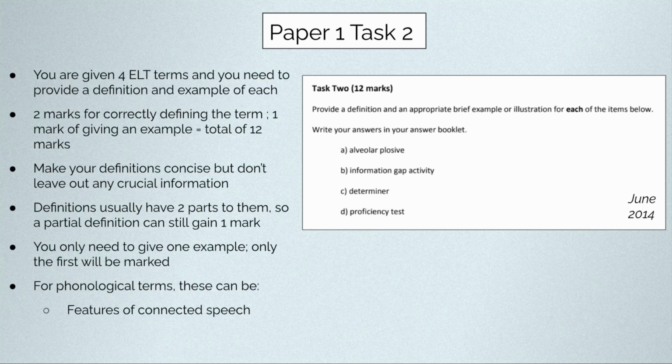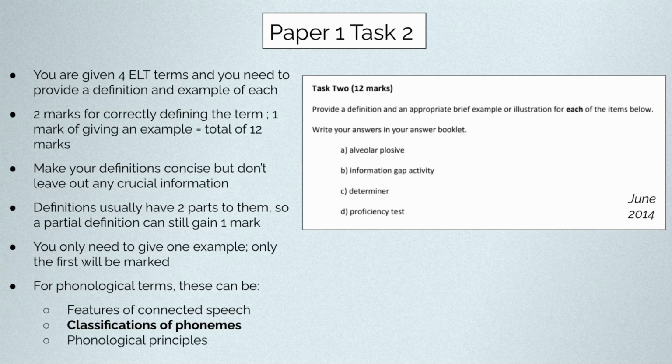For phonological terms, these can be features of connected speech, which we looked at in part 1. These are your assimilations, your elisions, your reductions, and these are very important for Paper 1 Task 5, where you have to analyze features of connected speech. However, in this part of the video, we're looking at classification of phonemes and general phonological principles.